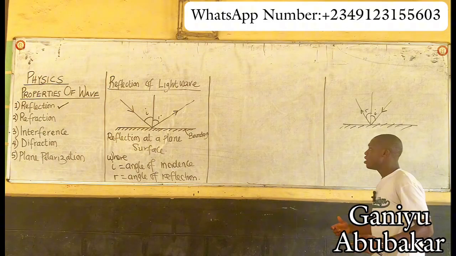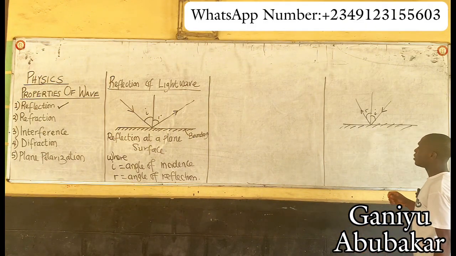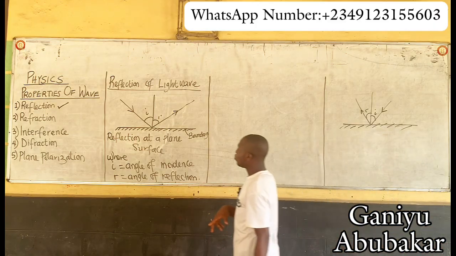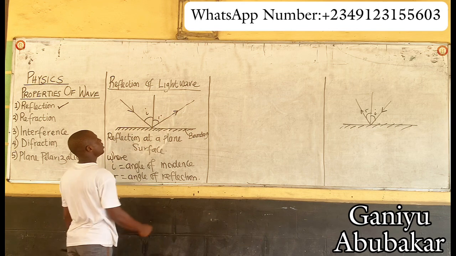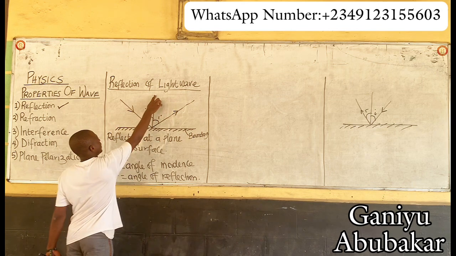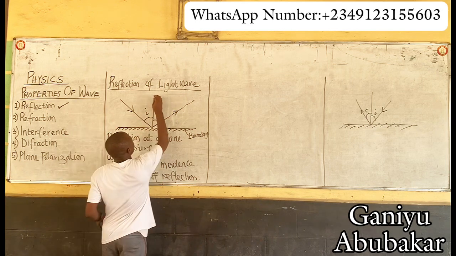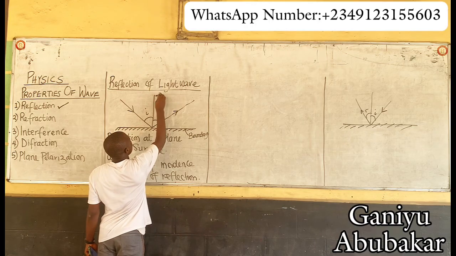Now listen. First, note your boundary. Next, note your direction. Next task, note this straight line here. This straight line is called the normal.